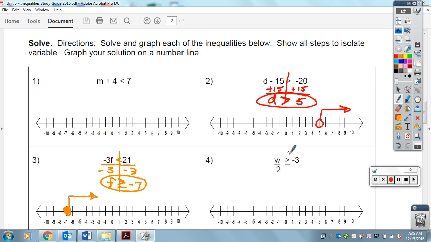Number 4. Split it down the middle. So when divided by 2, I'm going to multiply by 2, multiply by 2. I get W, negative 6. Again, make sure you circle your answer. And don't just put an equal sign. It's not an equation. Don't put nothing.